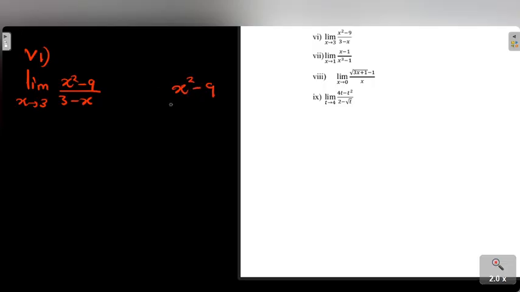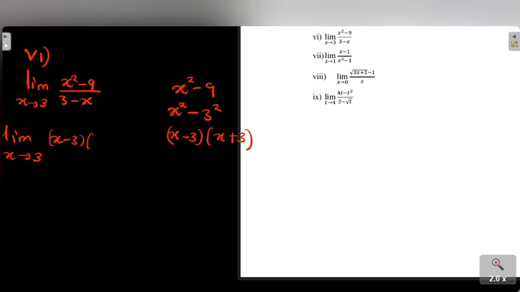So to factorize this, we'll make the powers the same. So we have x squared, then 9 can be written as 3 to the power 2. So now this is a difference of two squares. So this is x minus 3 and x plus 3. So now we have the limit as x approaches 3. So on top, we are going to substitute with x minus 3 and also x plus 3, nothing has changed. Then we're going to say over 3 minus x.